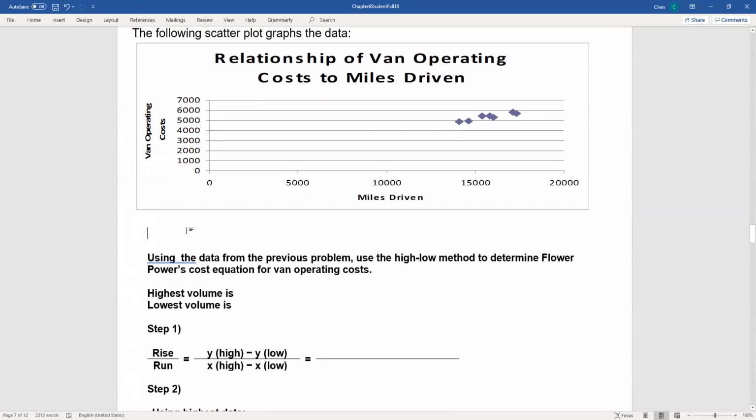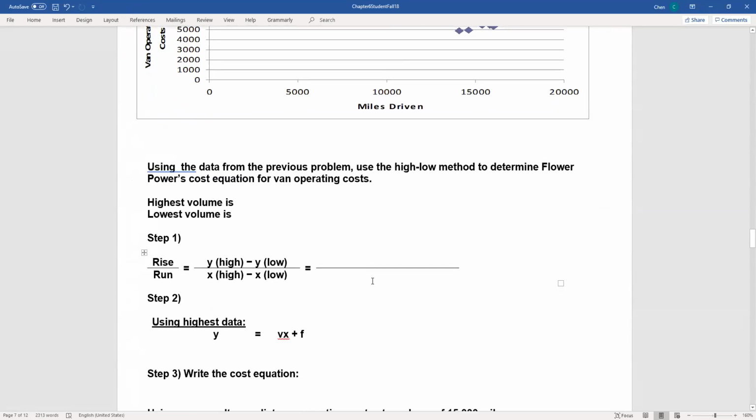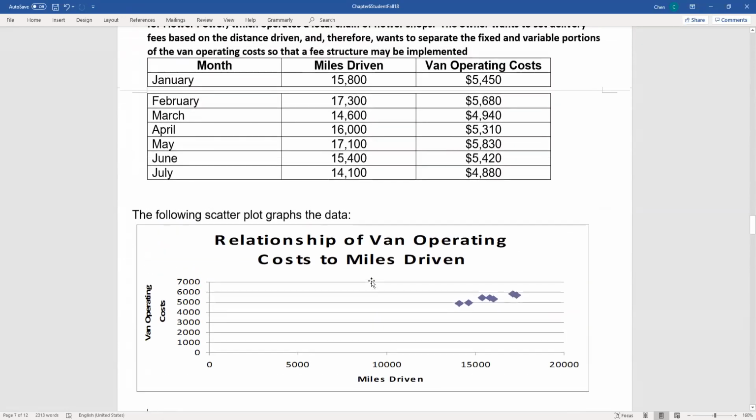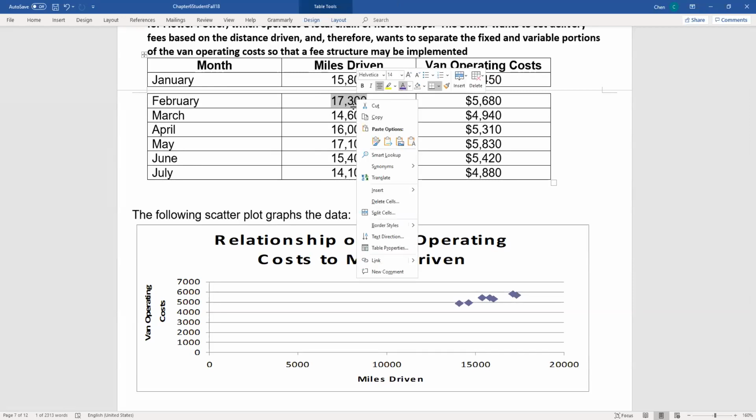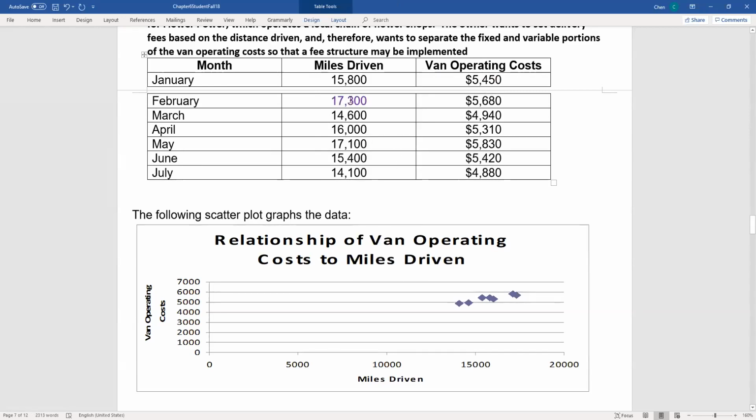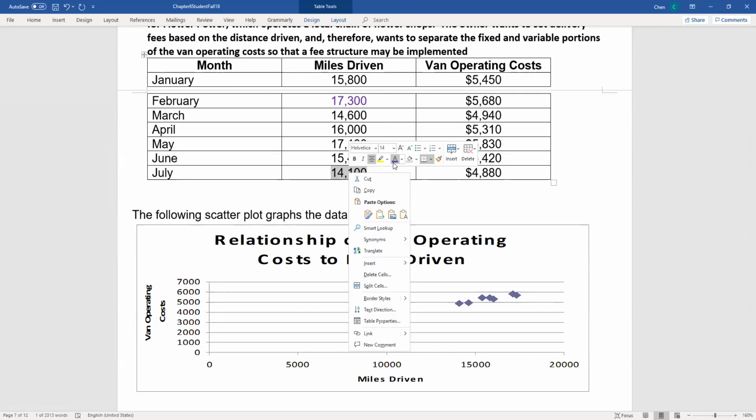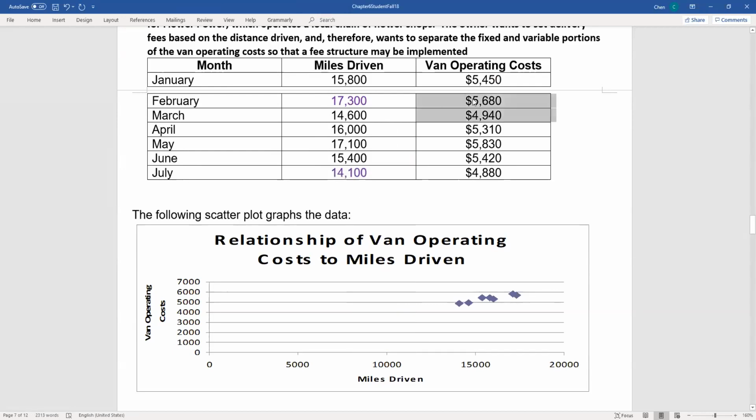Use the data from the previous problem, use the high-low method to determine the cost equation for van operating cost. First, you need to find out what is the highest X and lowest X. So here you can see the highest is over here, 17,300. And what is the lowest point? It should be here, 14,100, right? And this is the corresponding total operating cost.